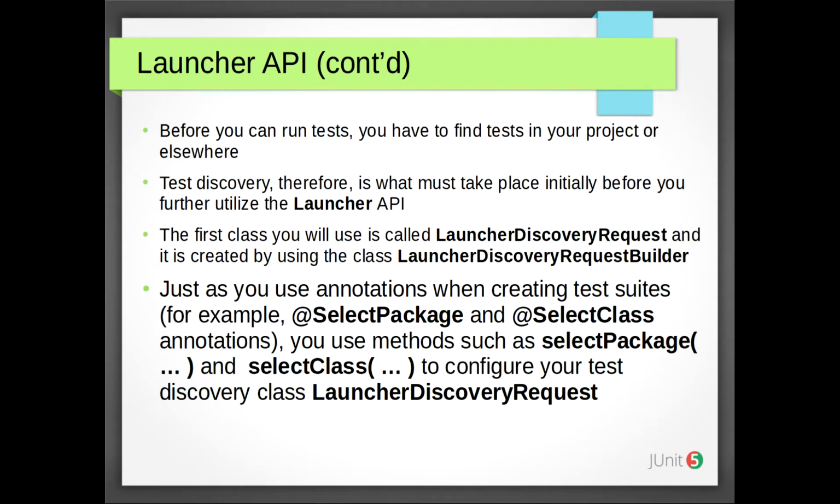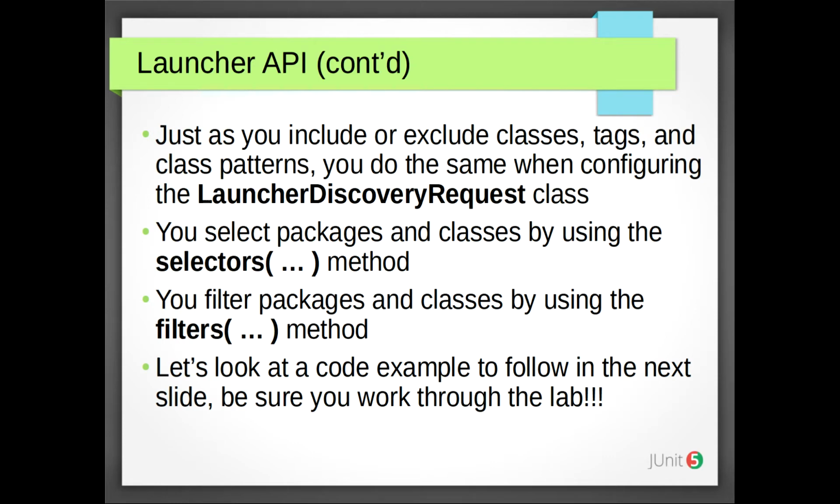Just as you use annotations when creating test suites, for example, add select package and add select class annotations, you use methods such as select package and select class to configure your test discovery class launcher discovery request. Just as you include or exclude classes, tags, and class patterns, you do the same when configuring the launcher discovery request class. You select packages and classes by using the selectors method. You filter packages and classes by using the filters method.